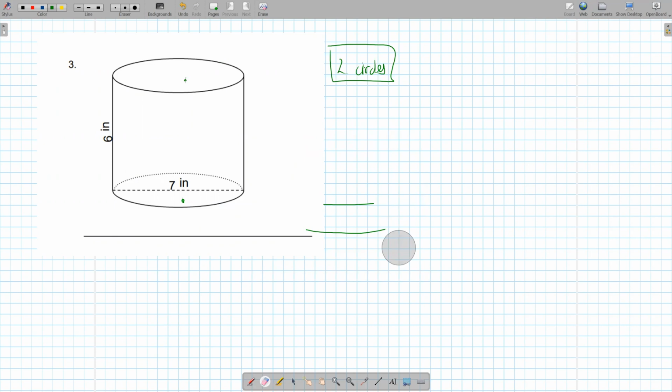What's the radius in this case? 7 divided by 2, so 3.5. Exactly. Radius is 3.5 inches. What's the formula for the circumference of a circle? 2 pi r. So we can just plug this in the calculator. 2 pi times 3.5, and that's 22 inches, the circumference. Now what do we do? What's the surface area?